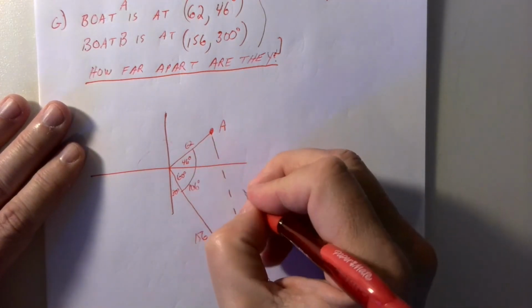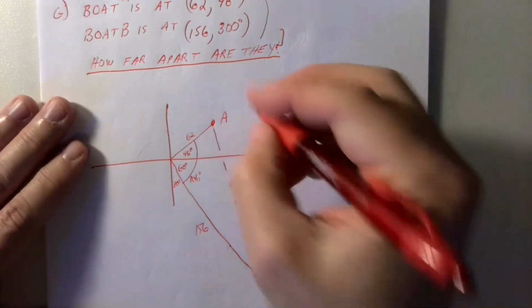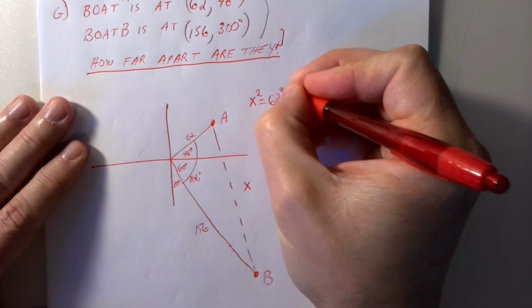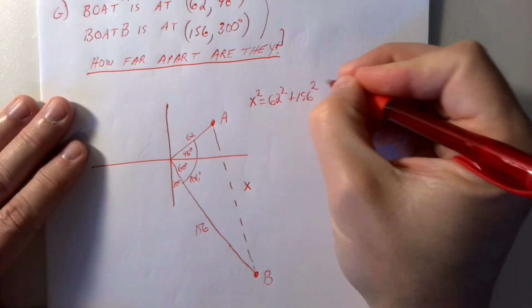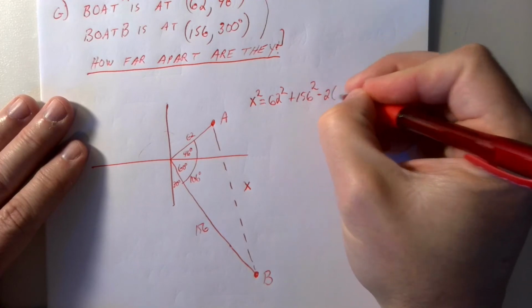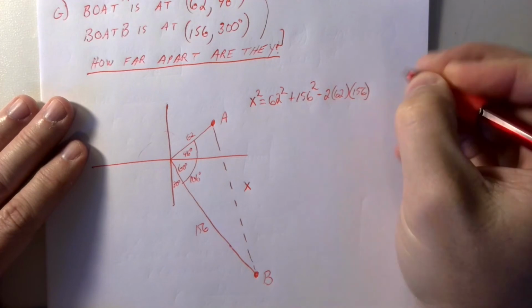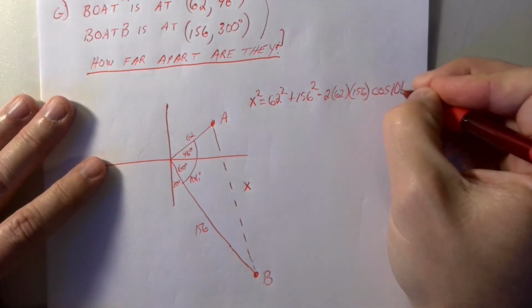If I wanted to find out this side over here, I know that I can use something called the law of cosines, can't I? Awesome. So let's try it right here. X squared equals 62 squared plus 156 squared minus 2 times 62 times 156 times the cosine of 106 degrees.